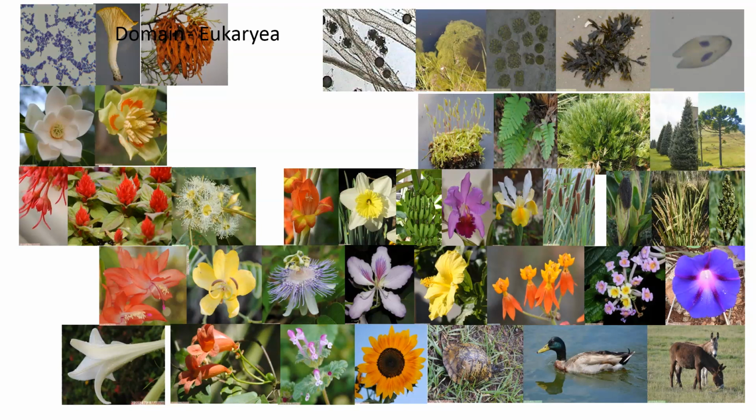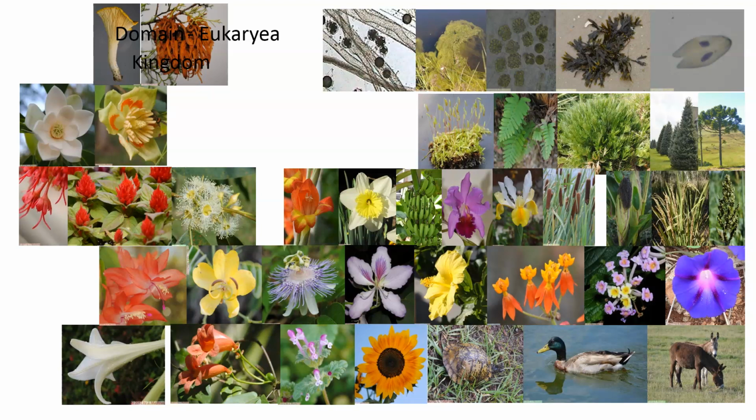So the first thing we have to do is remove from this picture, which goes all the way from a bacterium down to a donkey, anything that's not eukaryotic. And all we lost were the bacteria up in the upper left-hand corner.